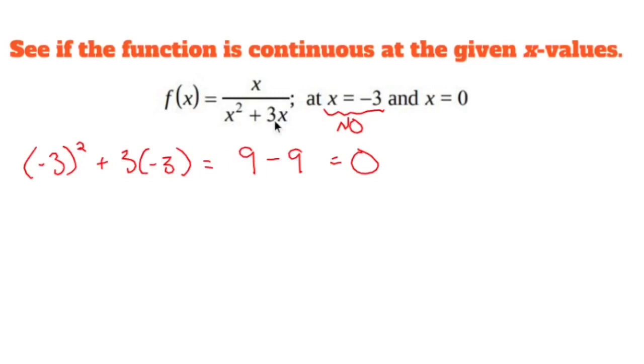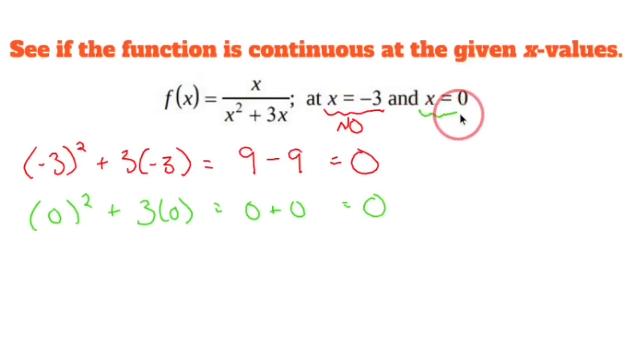I have a good feeling about this one. I'm going to plug 0 into the denominator. 0 squared plus 3 times 0: 0 squared is 0, plus 3 times 0 is 0, 0 again. So is it continuous when x is 0? No. Now you might be thinking, well, what about the x up in the numerator? We don't care about the x in the numerator. So even though I plug in 0 into the top and the bottom and I get 0 over 0, it's still discontinuous. No good. So that's my answers.